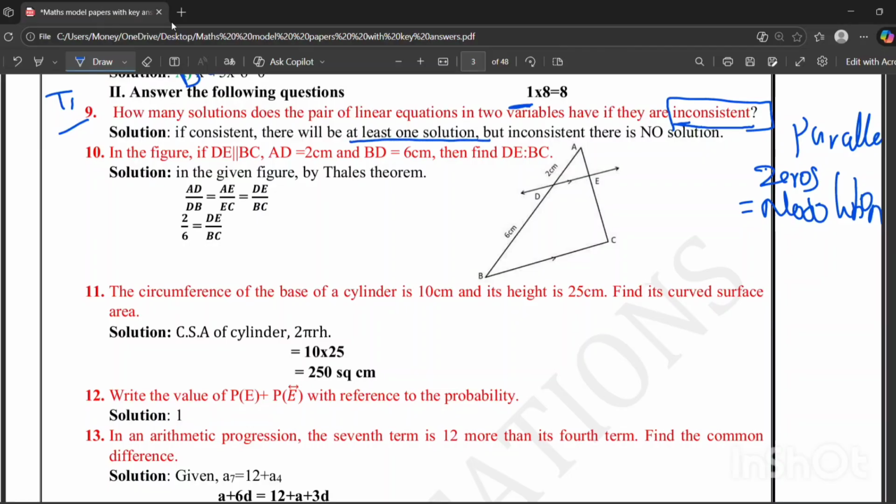So we have, for inconsistent, we have no solutions. If consistent, there will be at least one solution. For inconsistent, there are no solutions.